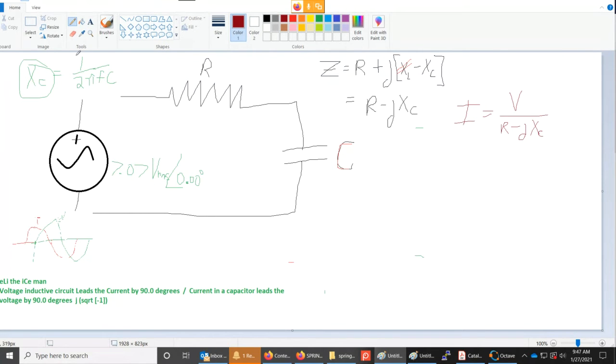All right, so let's say that my capacitance is 221 microfarads. So my capacitance is 221 microfarads. And my resistor is 12 ohms.